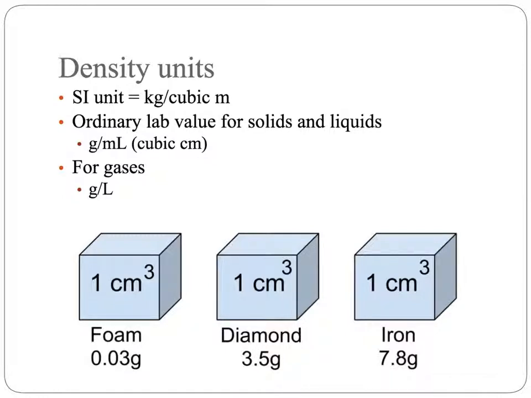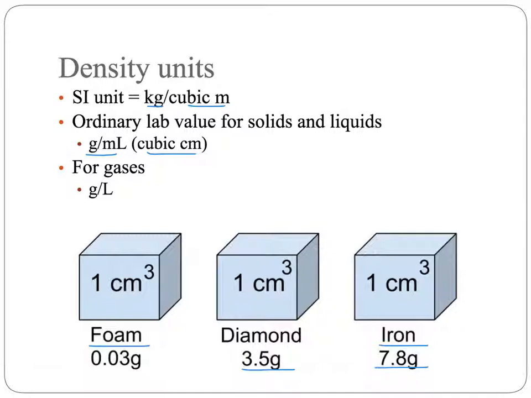The international unit, or the SI unit, for density is kilograms per cubic meter, but that is quite a large amount. And so in lab, we tend to talk about grams per milliliter, or remember, a milliliter is the same thing as a cubic centimeter, so grams per cubic centimeter. So we have some examples down here. In 1 cubic centimeter of foam you have 0.03 grams. Obviously, that's a very low density product. For a diamond, in 1 cubic centimeter, you have 3.5 grams. And then, of course, iron, a very dense product: in 1 cubic centimeter, you have 7.8 grams.